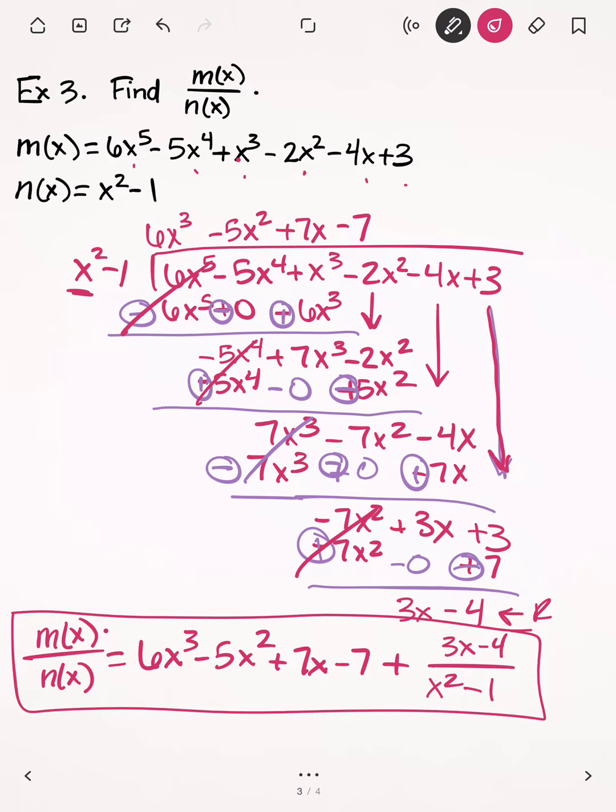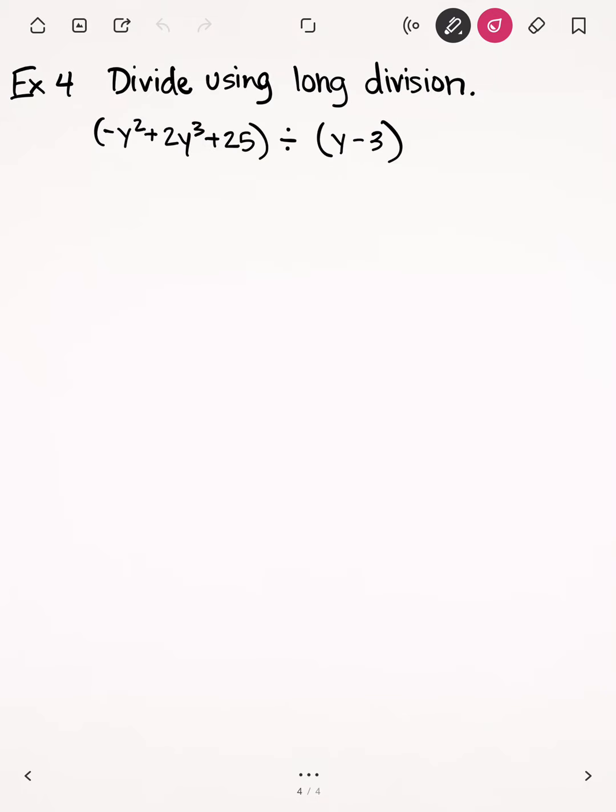I have one more example for us. Okay. This whole night I've been talking about putting it in standard form, making sure you're not missing anything. Well, here's your example showing that. So if I look, I want to divide this by this.